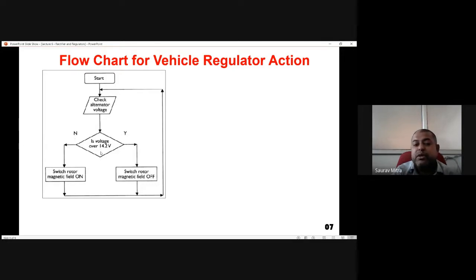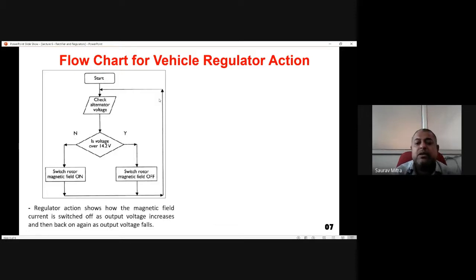Is it over 14.2? No, answer is voltage is 14.1. So there is a sensor there. If it is 14.1, it is still not 14.2. What you have to do is keep that magnetic field on. That means make the current flow through the rotor magnetic field, and the voltage will keep on building up inside the alternator, and that will produce higher output voltage at the output of the rectifier, and the rectifier output voltage will be 14.2. Then you are coming here: is voltage over 14.2? Answer is yes. Suppose voltage is 14.3. What you do is cut the supply from the magnetic field. So this is the way the whole scenario goes.